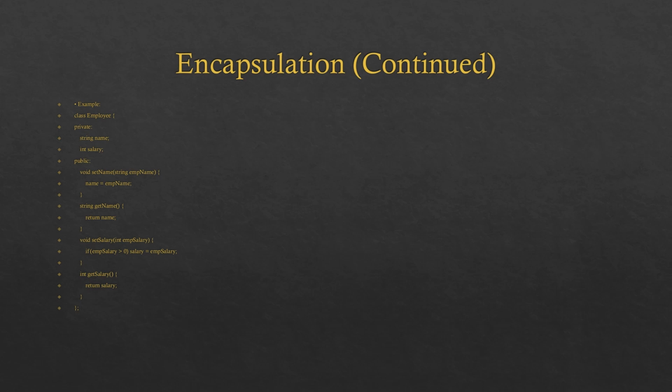For example, we can define a class employee with private attributes name and salary. Public methods set salary and get salary allow controlled access to these attributes, ensuring that data remains consistent and secure.